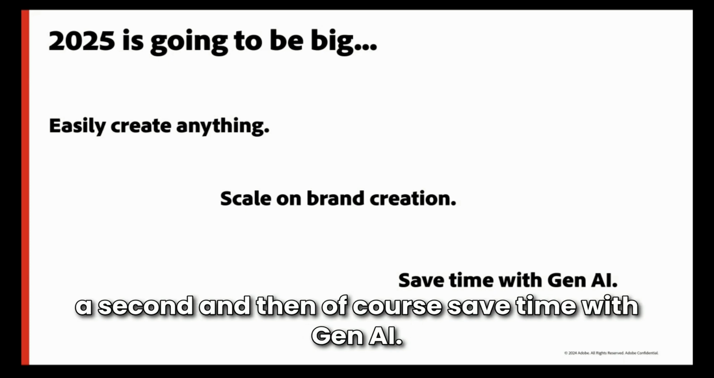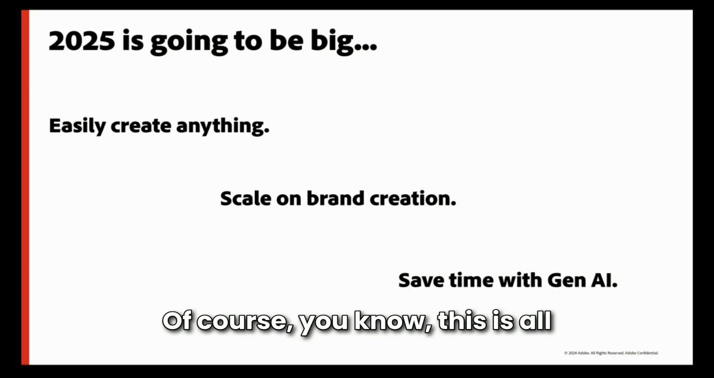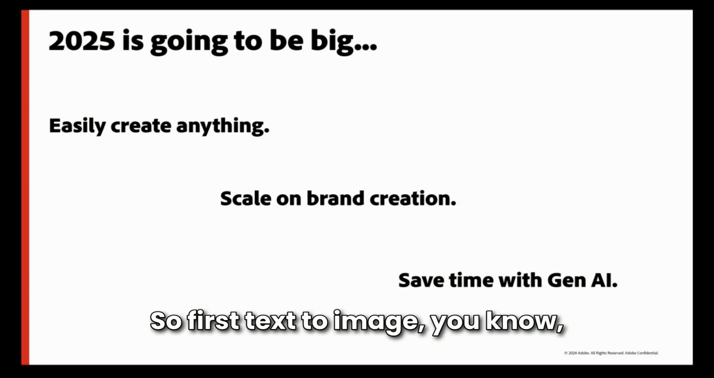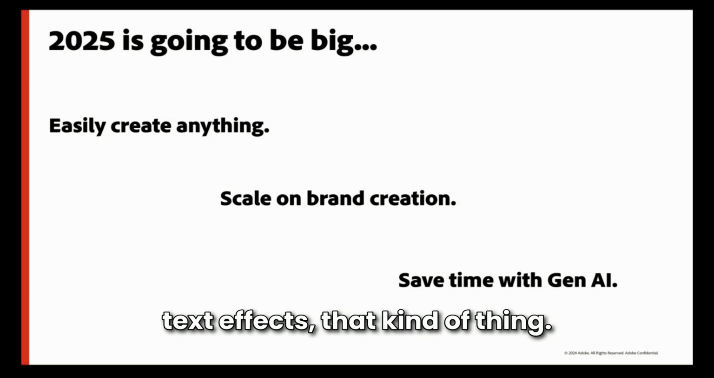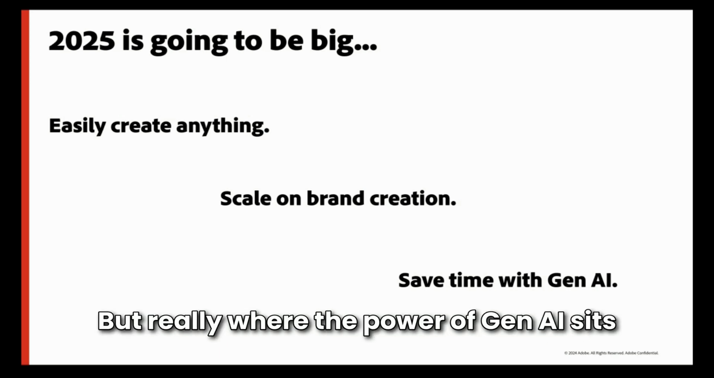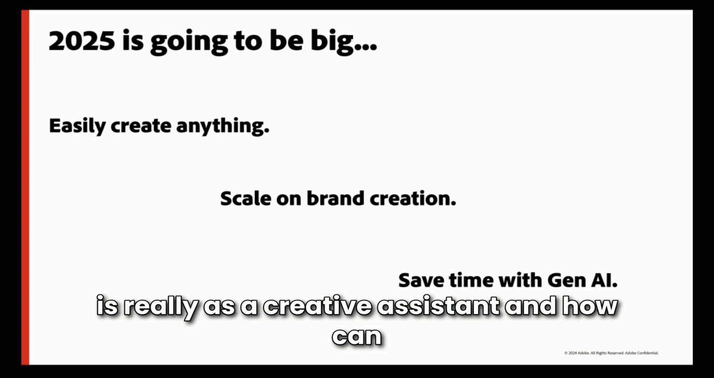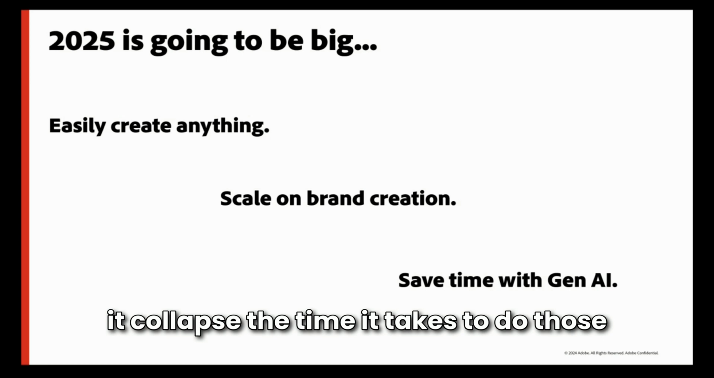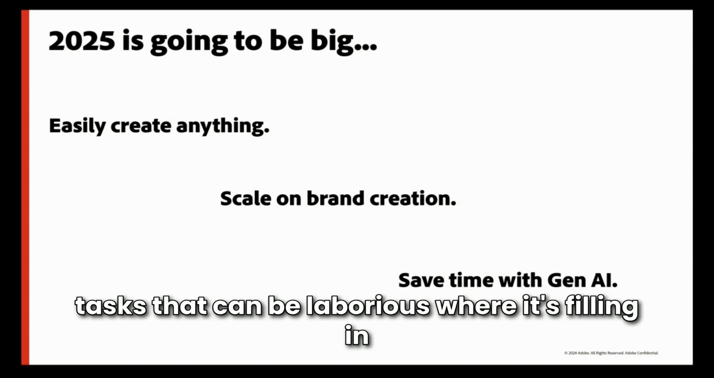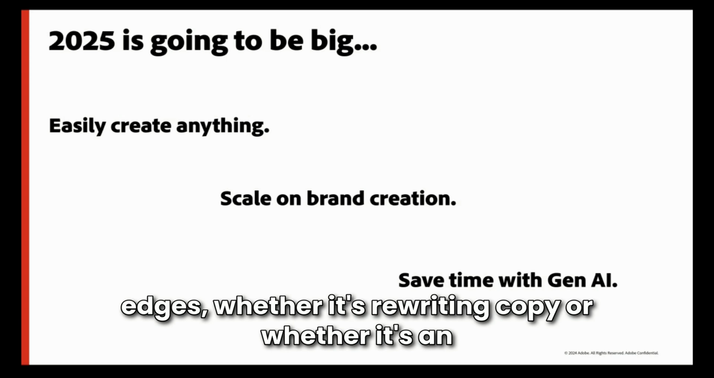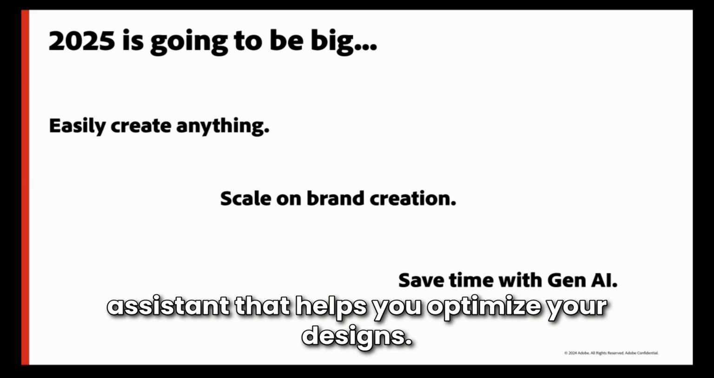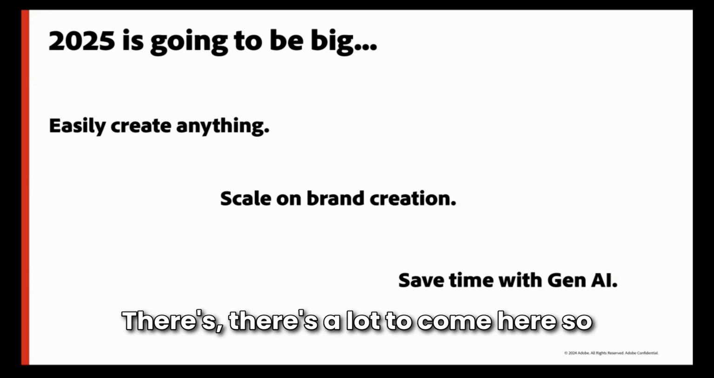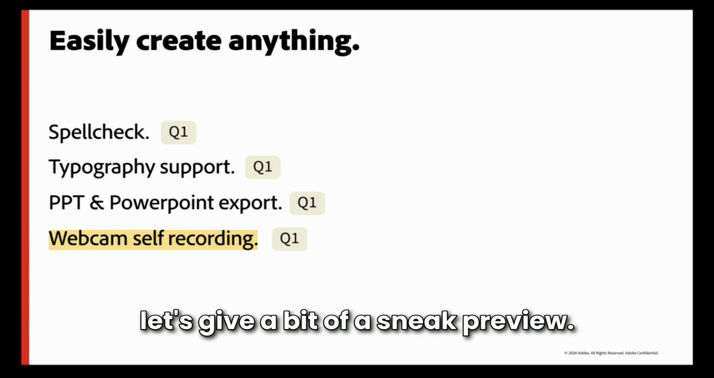And then, of course, save time with Gen AI. Of course, this is all a journey that we're going on. So first, text to image, text effects, that kind of thing. But really where the power of Gen AI sits is really as a creative assistant, and how can it collapse the time it takes to do those tasks that can be laborious, whether it's filling in edges, whether it's rewriting copy, or whether it's an assistant that helps you optimize your designs. There's a lot to come here. So let's give a bit of a sneak preview.